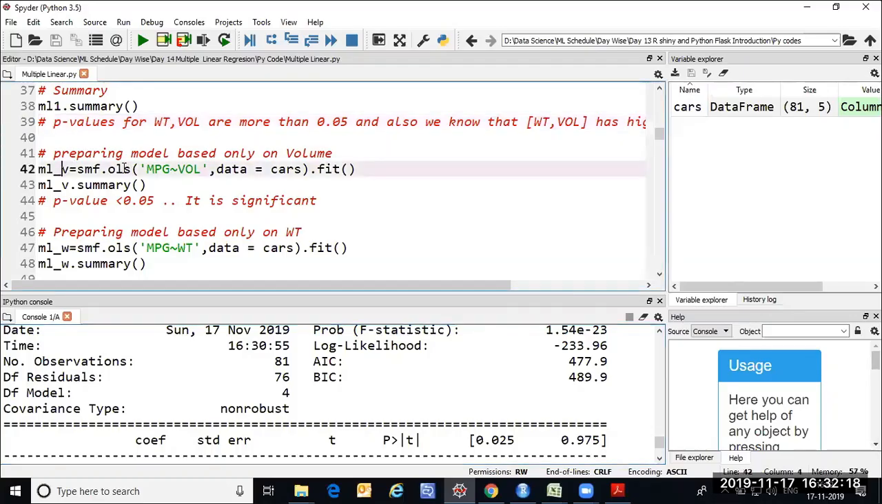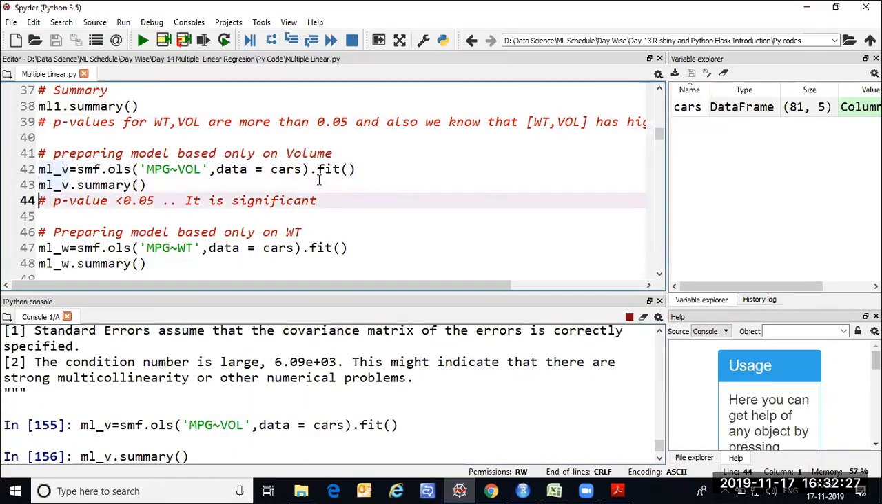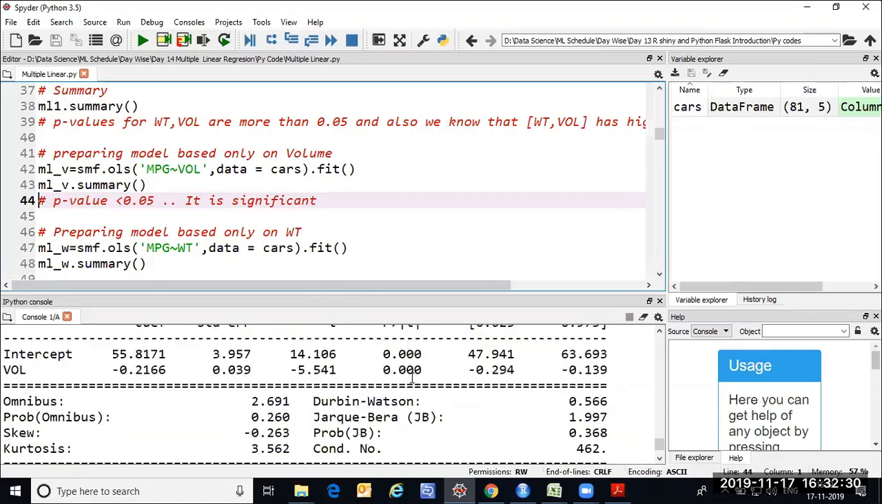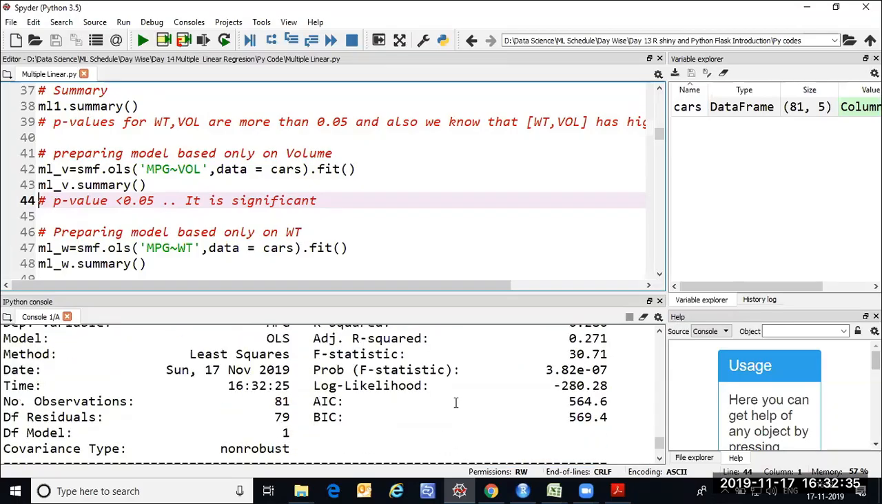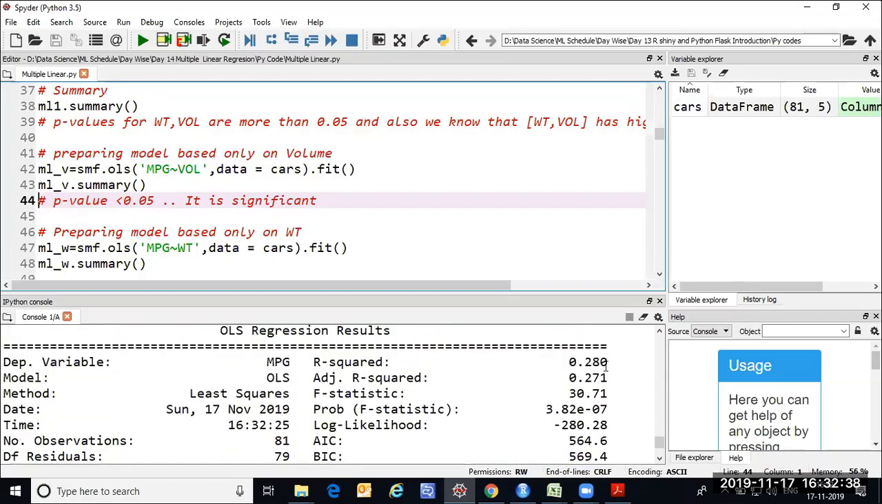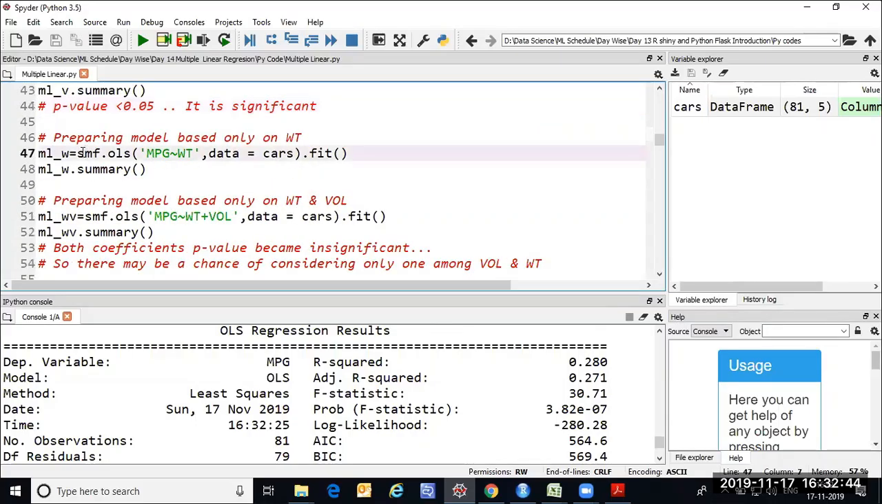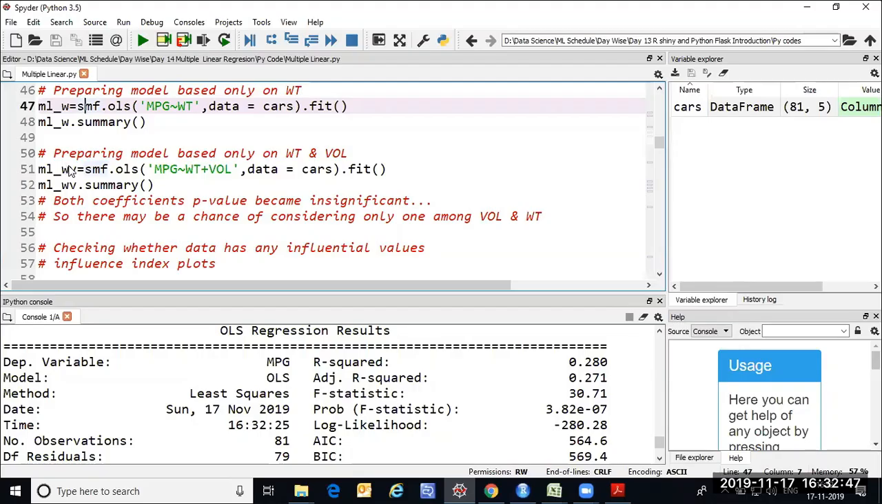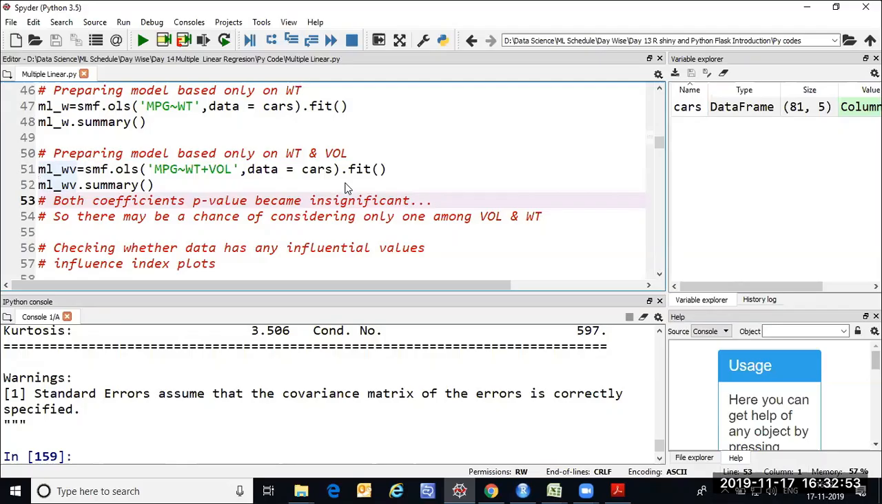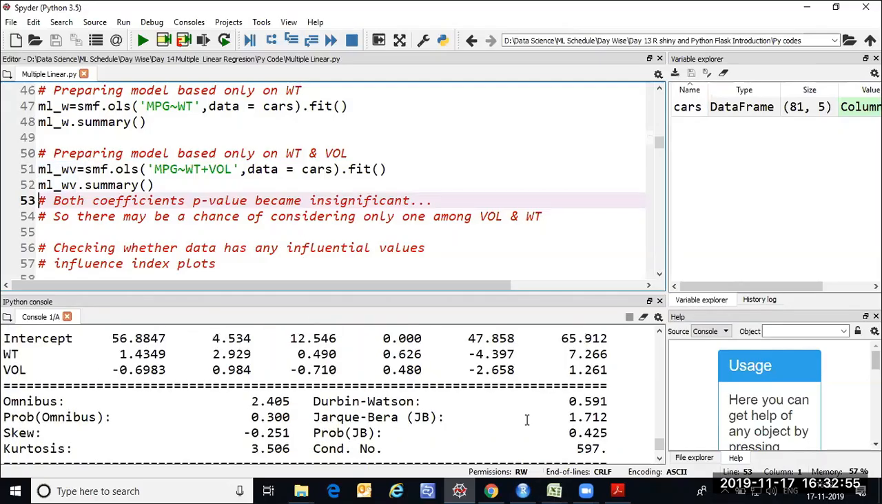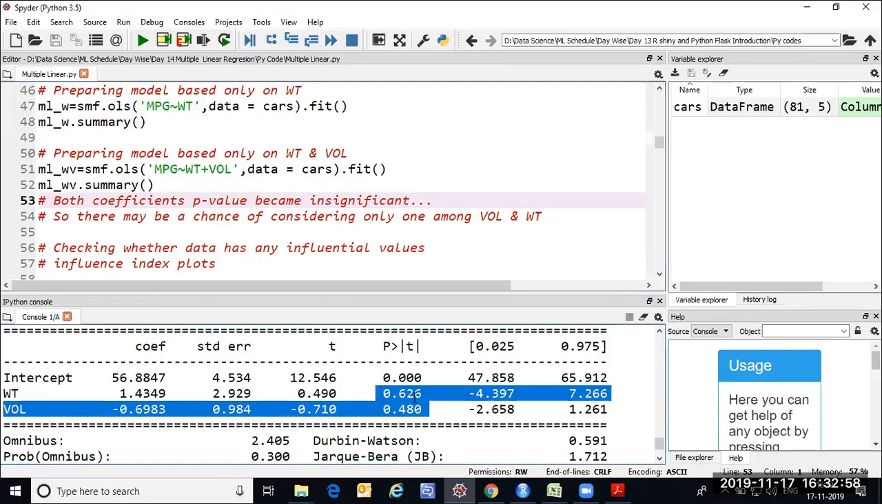Now we are checking individually how volume contributes towards the MPG prediction, looking at the summary. If you consider volume alone, that is significant, and the overall model's performance is very low, 28. Similarly, you can check with weight. And when you bring weight and volume together, both of them become insignificant.